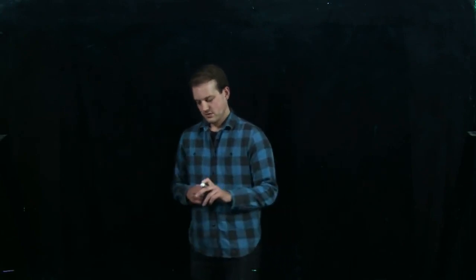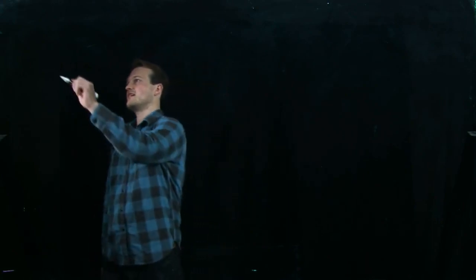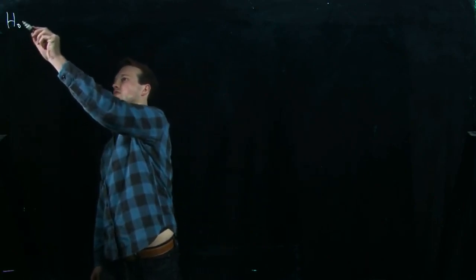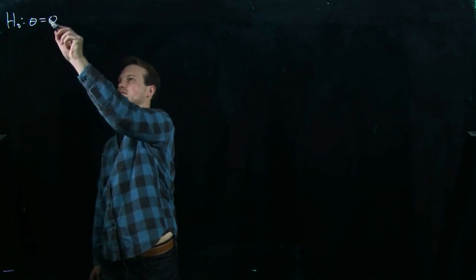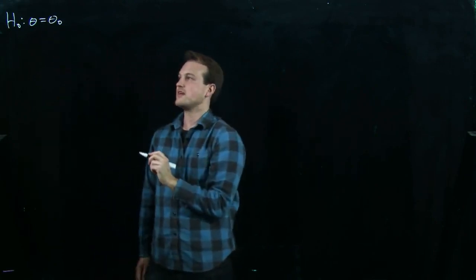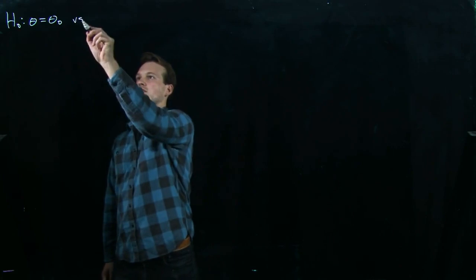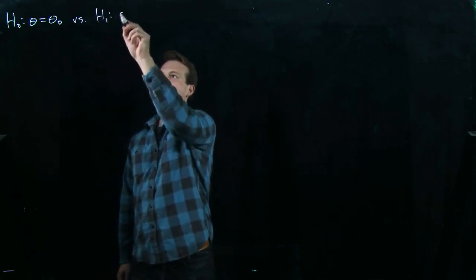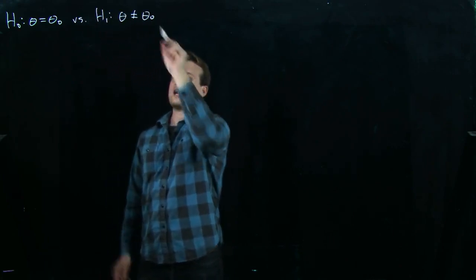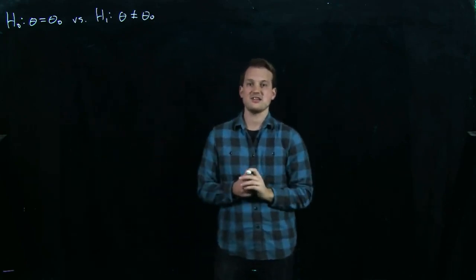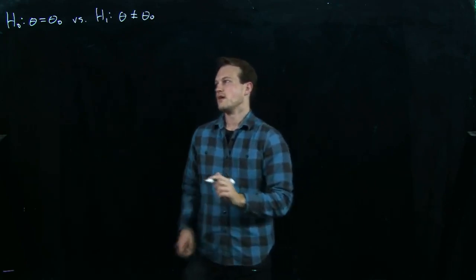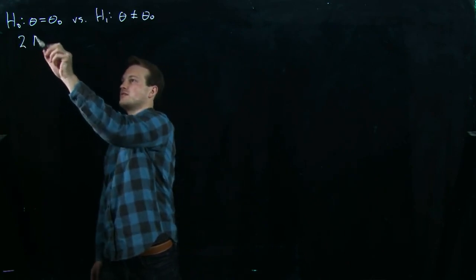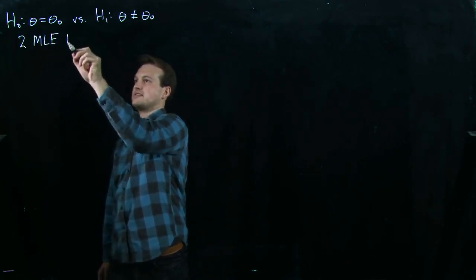Hello everybody. Today we're going to discuss two ways to test a simple null hypothesis using the maximum likelihood estimator. We're going to be concerned with tests of this form. Suppose we have a simple null hypothesis that theta equals some fixed value theta naught versus the alternative hypothesis that theta is just equal to anything else. It's just theta does not actually equal theta naught. And we're going to use two maximum likelihood estimator based tests.